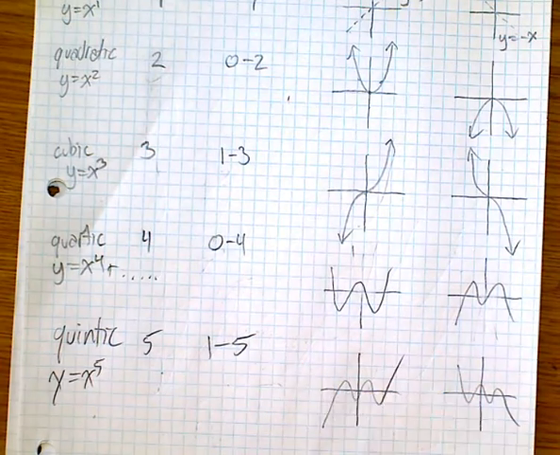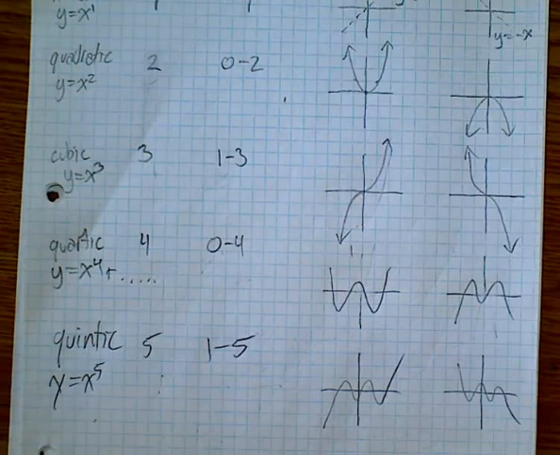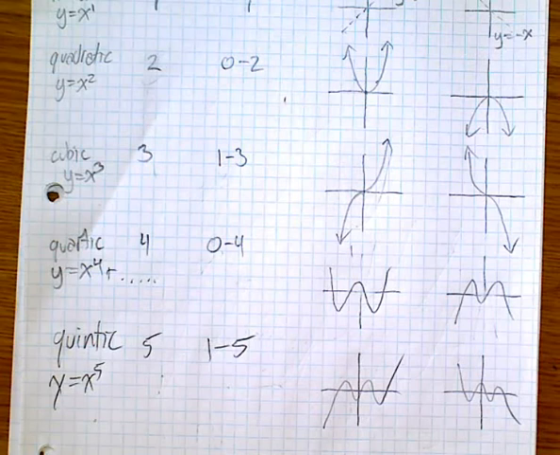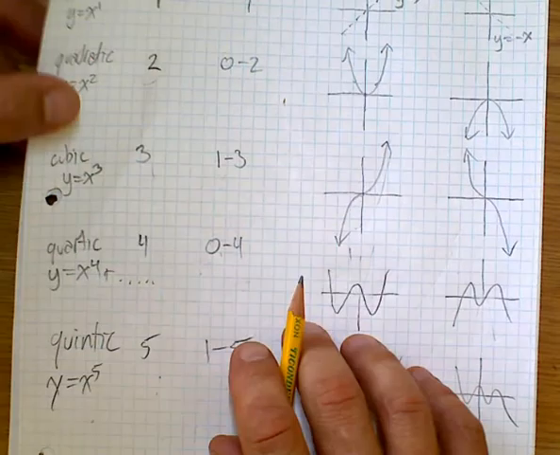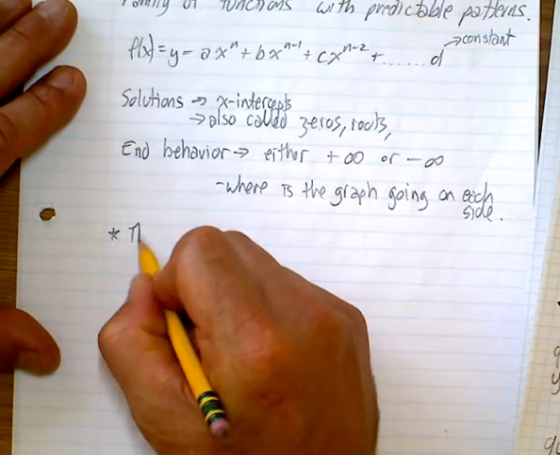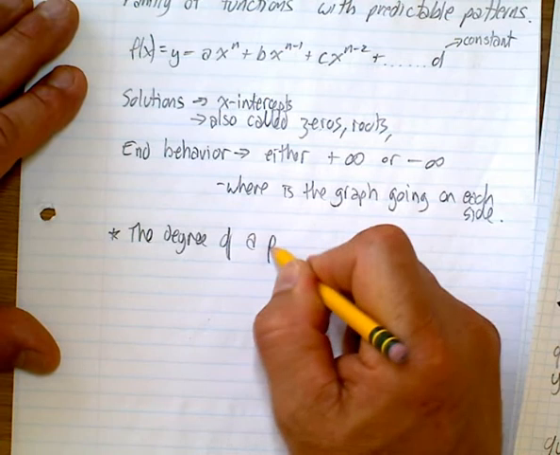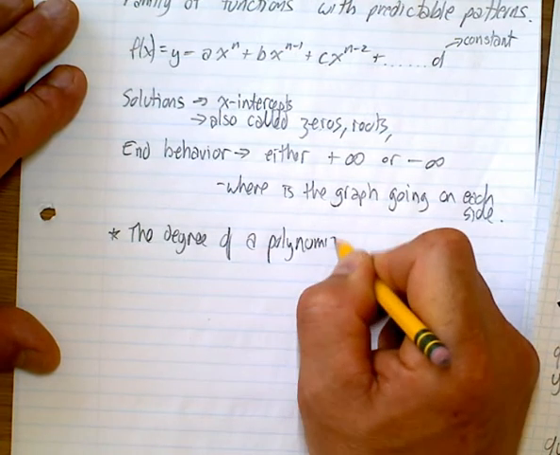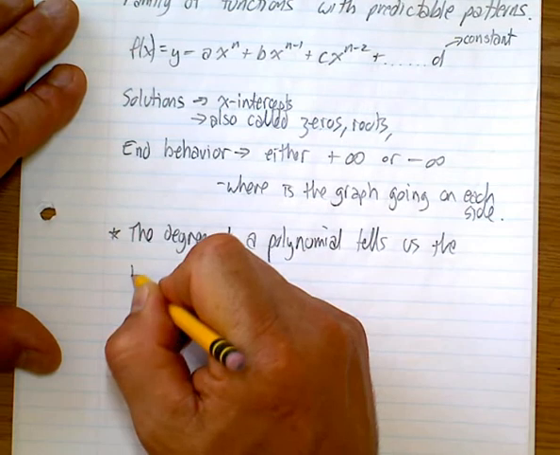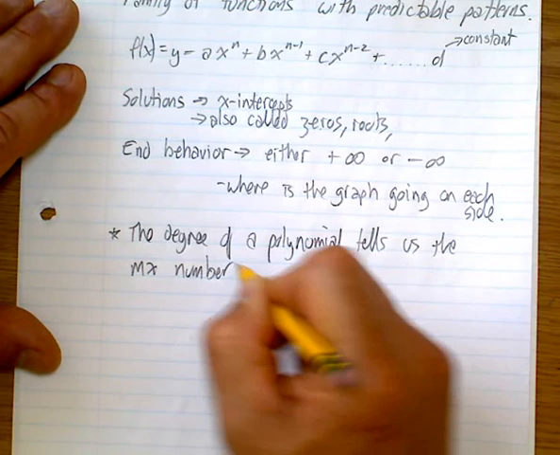Okay, so a couple things that we're going to have to sort of look at. The degree indicates the maximum number of solutions, right? That's something that we can write down here. That's an important point. The degree of a polynomial function tells us the max number of solutions.